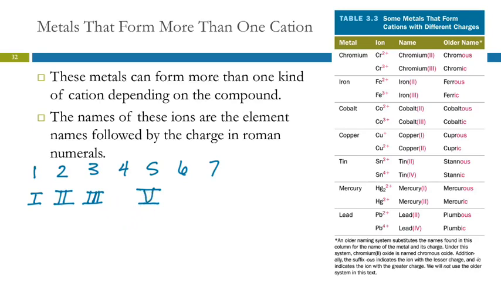4 is 1 before 5. So it's 1 before 5. 6 is 1 after 5. So there's the 5 with a 1 after it. And 7 is a 5 with 2 after it, because it's 2 after 5 when you're counting. So those are Roman numerals. They keep going on. They get really confusing after you get past X for 10. I can never remember the rest of them because I don't use them. But this is good enough. So here's lead. So if we see lead IV, lead 4, we know that that's Pb with a 4+ charge.